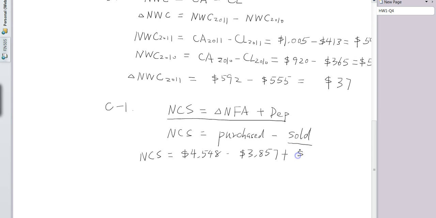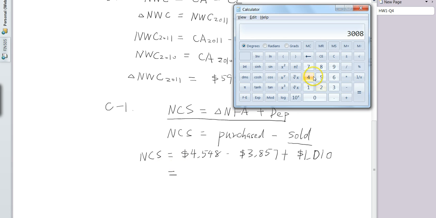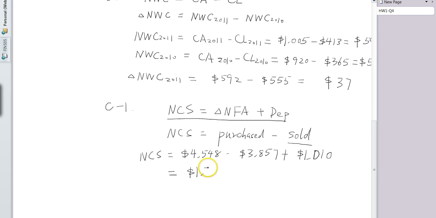So that's 1010. Okay, so now I do need a calculator. So it's 4548 minus 3857 plus 1010. That gives me 1701. So that's the first way to get a net capital spending.